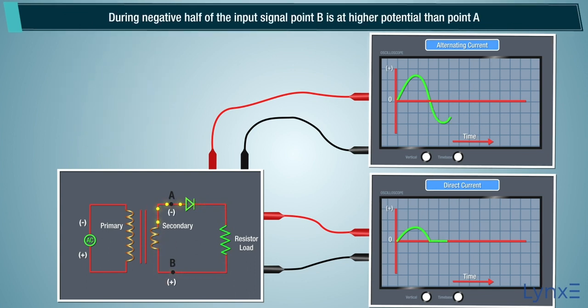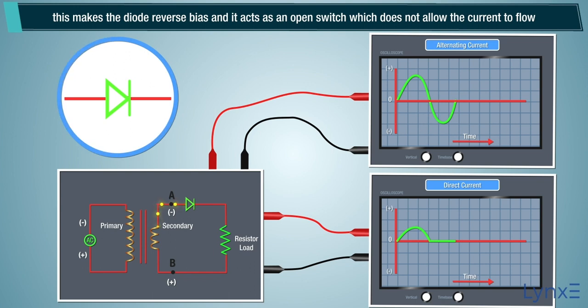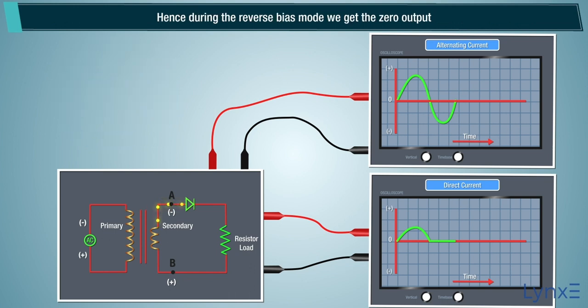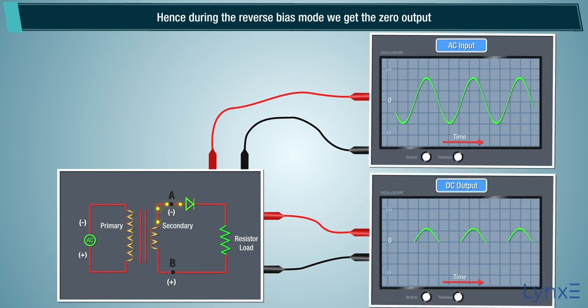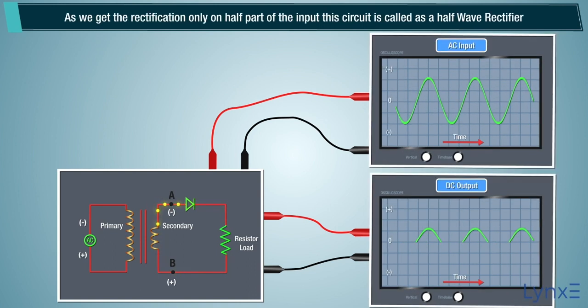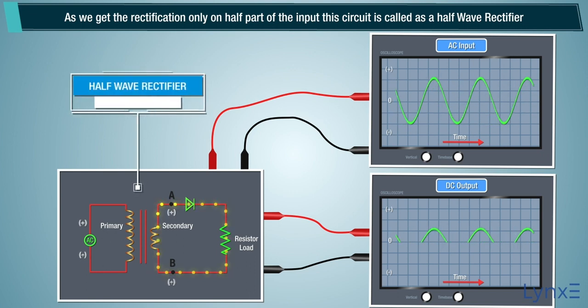During the negative half of the input signal, point B is at higher potential than point A. This makes the diode reverse biased, and it acts as an open switch, which does not allow the current to flow. Hence, during the reverse bias mode, we get zero output. As we get rectification only on half of the input, this circuit is called a half-wave rectifier.